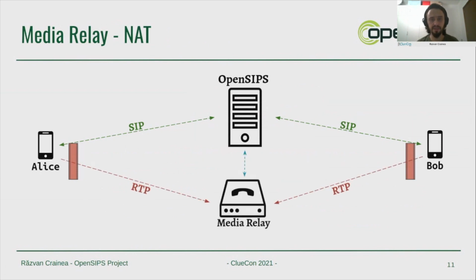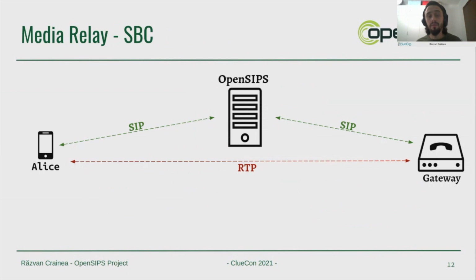Why? Because media relay is publicly open and publicly accessible. Therefore, both Alice and Bob will be able to reach the media relay. And once the media relay talks to both endpoints, it will be able to relay traffic from one to the other. So this is one very useful case where a media relay is very helpful.